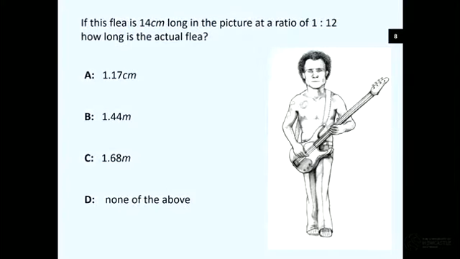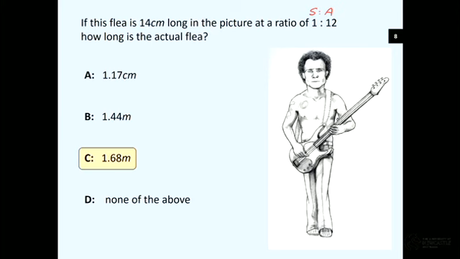If that flea is 14 centimetres long in the picture at a ratio of 1 to 12, how long is the actual flea? Well, it's 1 to 12. We know that's scaled, and we know that's actual. So that's telling us the actual thing is 12 times bigger than the scaled thing. So if in that picture is 14 centimetres long, it's telling me actual life is 12 times bigger. And also, hopefully, you can see it.